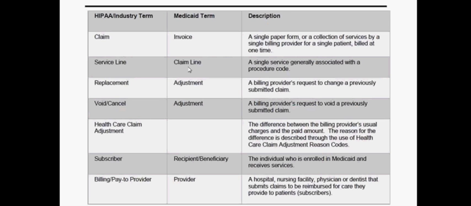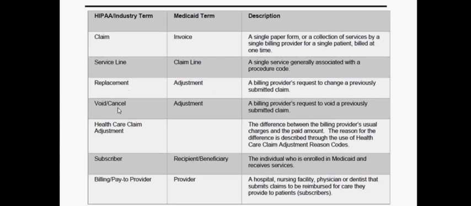The service line and the claim line, they are one and the same. Meaning, if I have a claim, that means there are 4 different services performed on me by a physician, then each one will be represented in the claim form as a separate line. So these are called claim lines or service lines. Replacement and adjustment: a billing provider requests to change a previously submitted claim. That means minor modifications to the previously sent claim are sometimes called a replacement. Even though we say replacement, theoretically it's fully replacing the old, but these terms are used synonymously in the industry. So it also means adjustment sometimes.